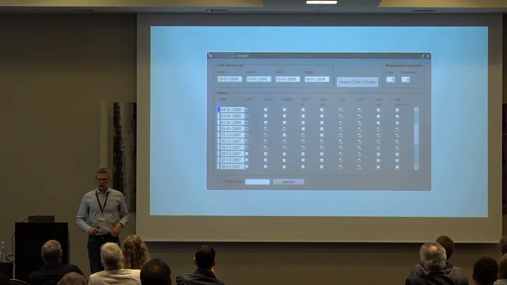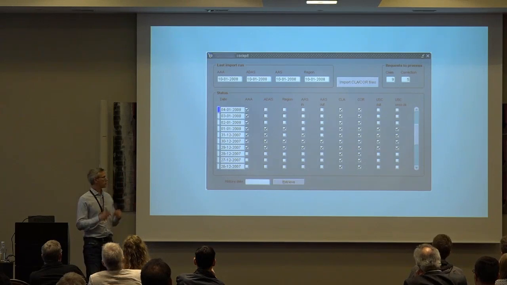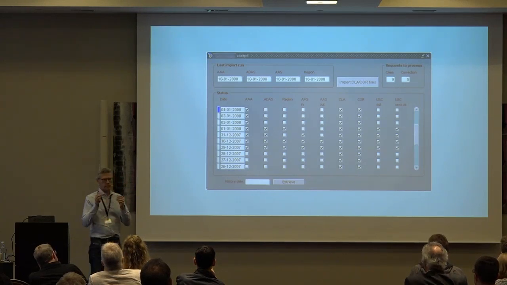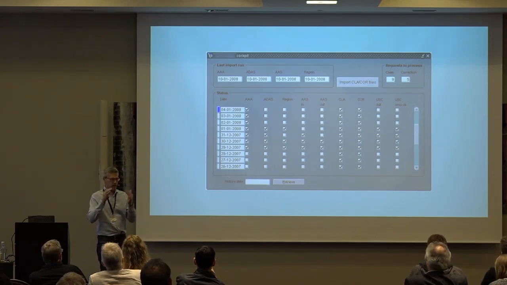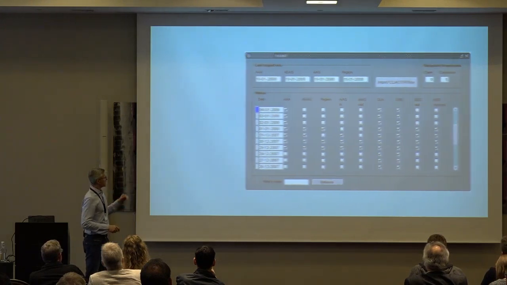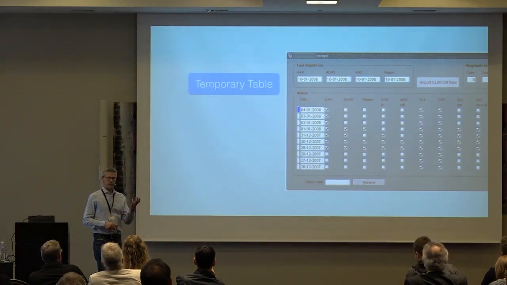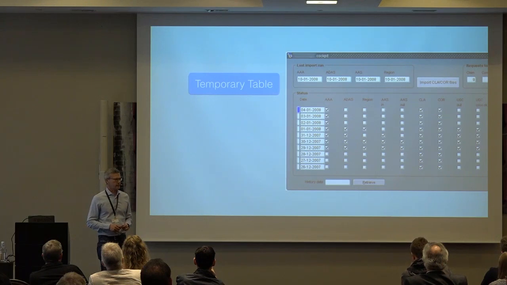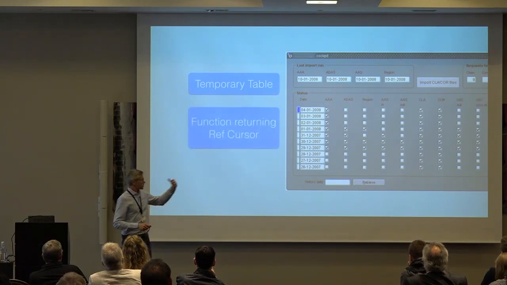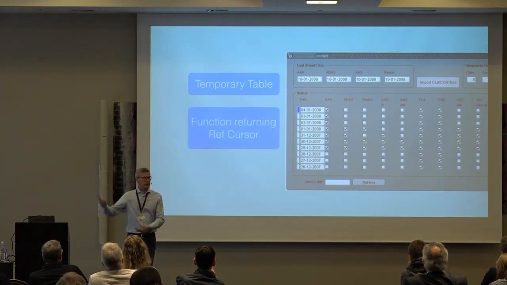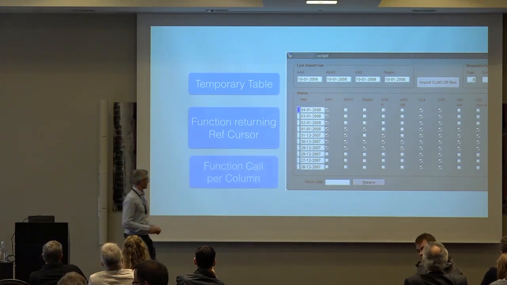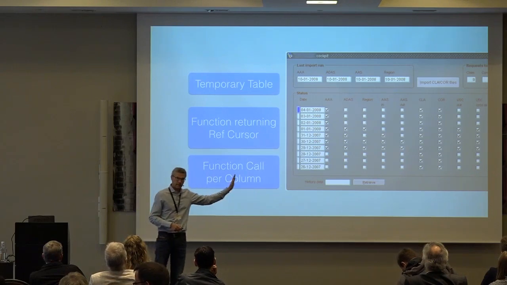So their main screen was like a small cockpit where they could actually see which files were uploaded or not. So this screen was built on a temporary table, a global temporary table. Of course, it was a function which returns a ref cursor on which the block was built. And for each of the columns that you see, there was a function call. So per column, a function call.